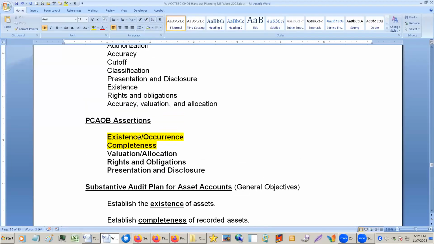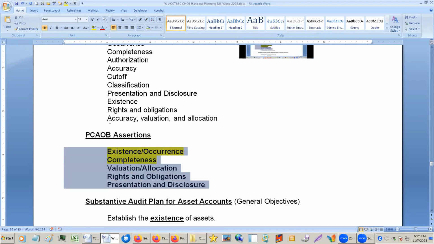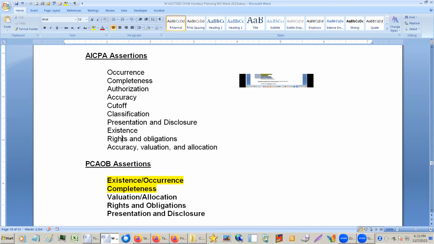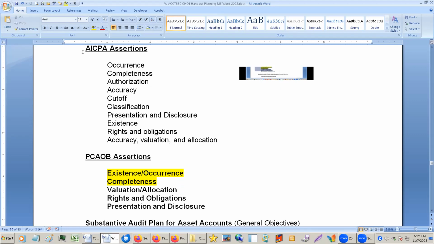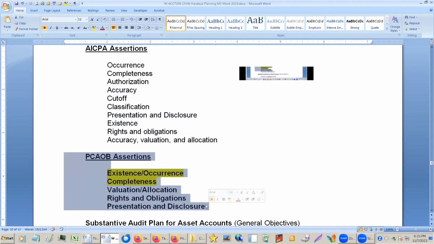Okay. So these are the PCAOB assertions, and these are the ones that I would say are probably the big ones we have. Now, there are some up here that are a little bit different, and I'll talk about those and kind of how they came about. Basically, everything that is up here is somewhere down in here. It's just broken out a little bit more through the AICPA. For instance, cutoff.